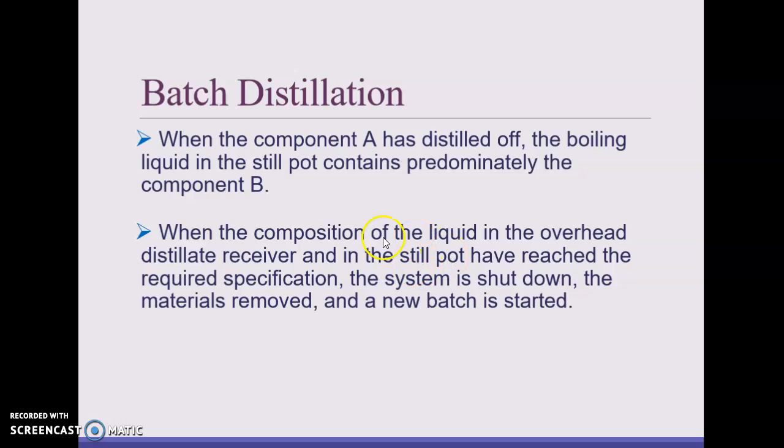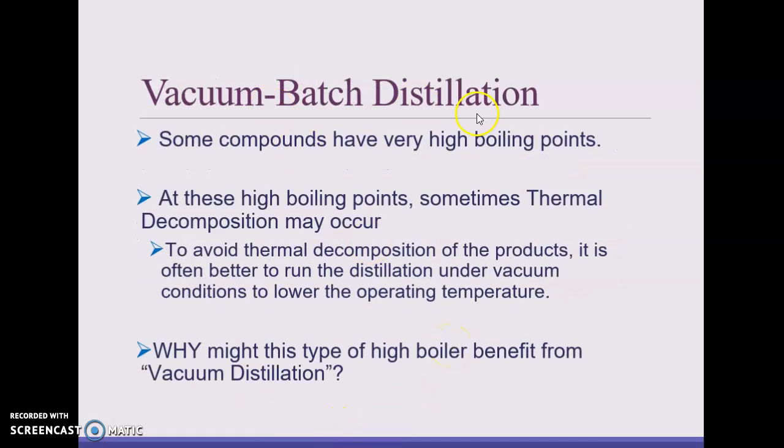Then you find out you're done when you can't take any more off that you needed to, because you just don't have the heat capacity, or they form an azeotrope and will not separate anymore. Then you shut down and start a new batch. Now, vacuum batch distillation. It's important to understand that some compounds have a very high boiling point. When this happens, you can get thermal decomposition.